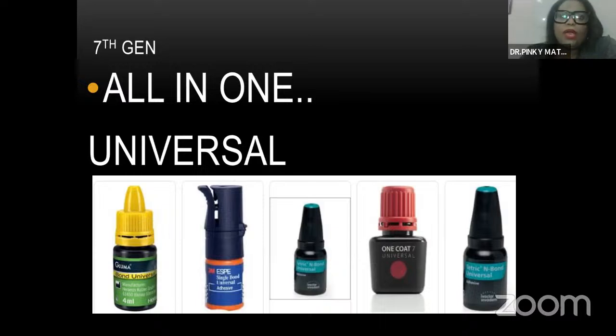They said, okay, don't rinse us or don't do anything. We'll do it all as one purpose. So when I talk about seventh generation, it is something which you don't need to rinse. But if you are in enamel or you're putting a porcelain veneer on enamel, I would still advise apply etchant and rinse. But when you're in dentine, using universal bonds, you don't etch, you don't rinse the dentine.